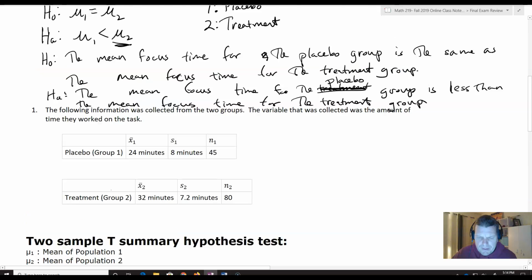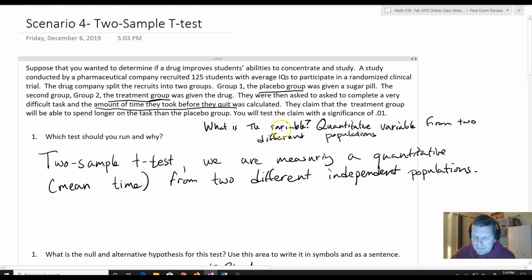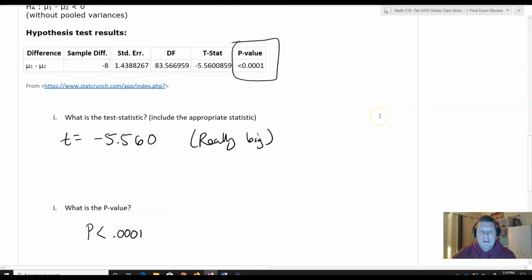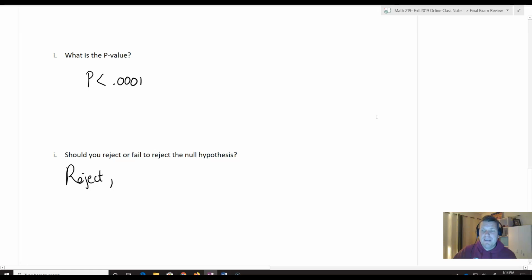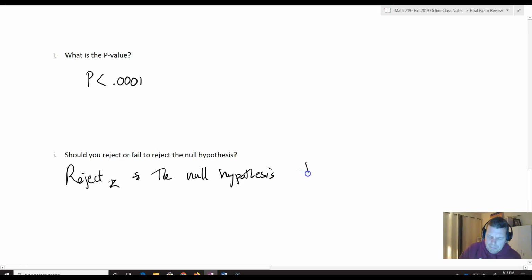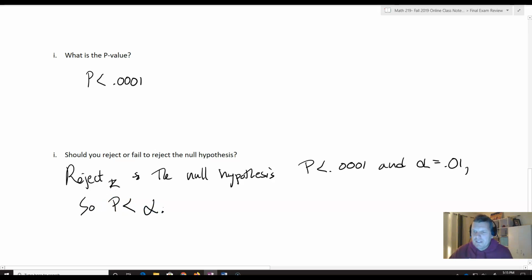Well, let's see if we were given an alpha. Oh, there's my significance of 0.01. So alpha is 0.01 up here. But p is less than 0.0001. So reject the null hypothesis since p is less than 0.0001 and alpha equals 0.01. So p is less than alpha, right? That's our requirement to reject the null. If p is not less than alpha, we're going to fail to reject.